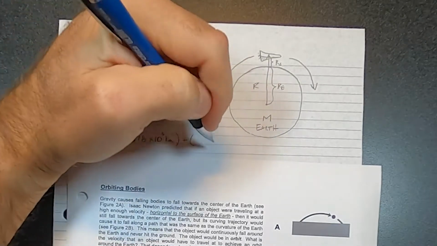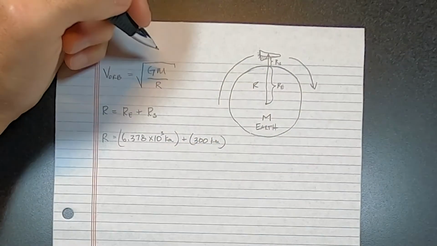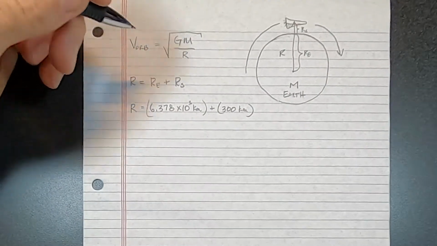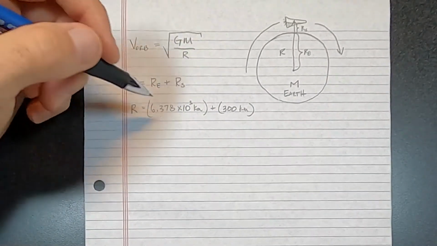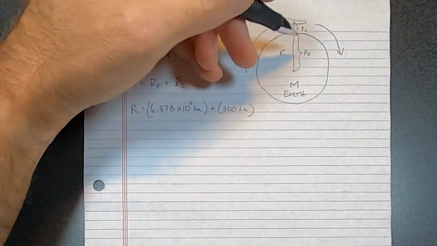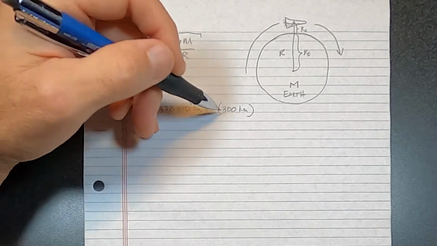So this is 300 kilometers. Okay. Now, the tricky part of this, well, first of all, that's kind of complicated, so make sure you fully understand that. That's what the value of r is. It's the combination of these two.